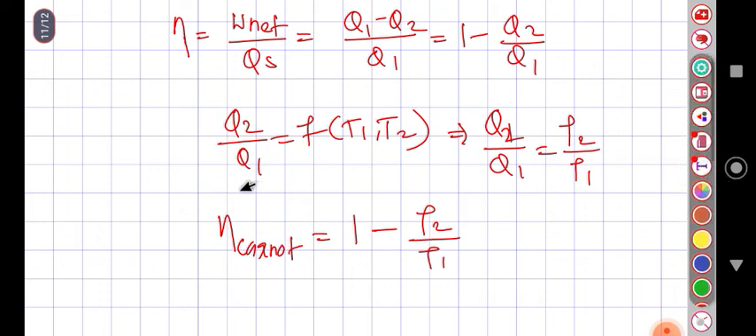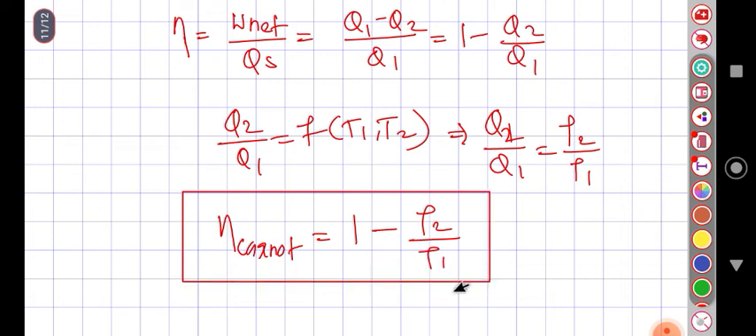You understood? It is not that difficult. So this is the efficiency of the Carnot cycle, which depends only on the temperature limits between the reservoirs. In the exam there will be direct questions from this. One more important thing here: you must put the temperature in Kelvin. Even though degrees centigrade are given, you have to convert both temperatures to Kelvin, then you find the answer.